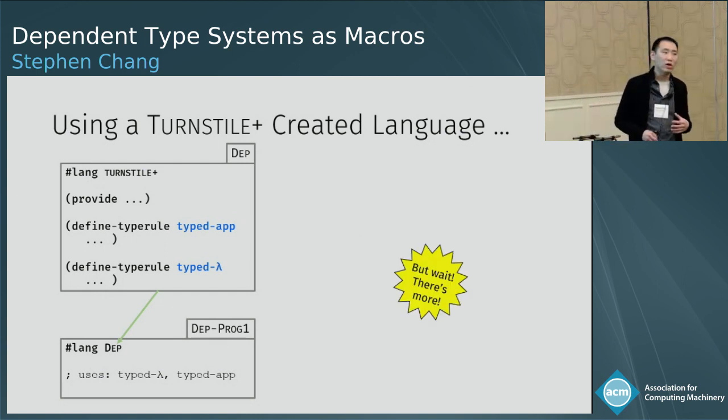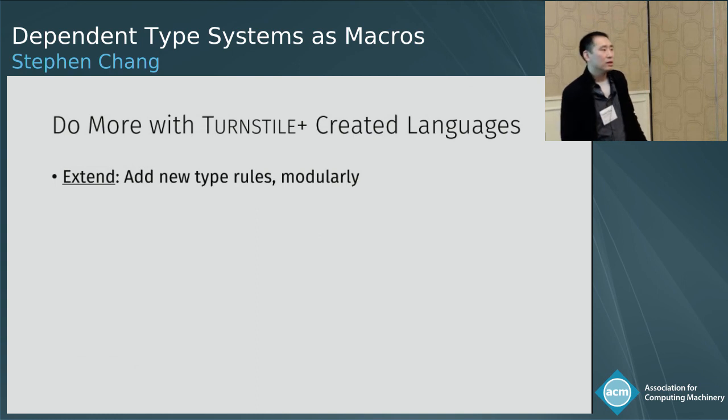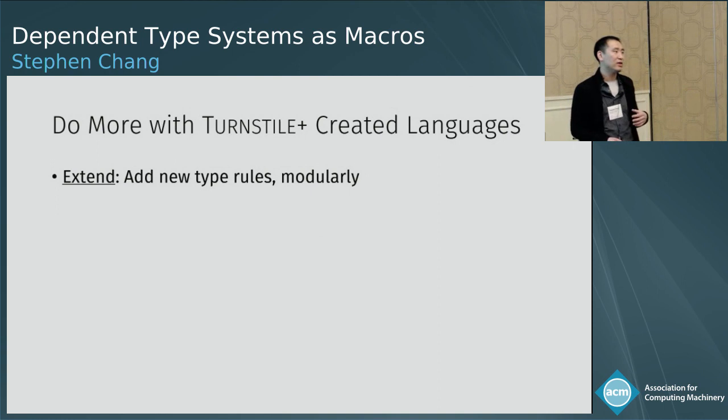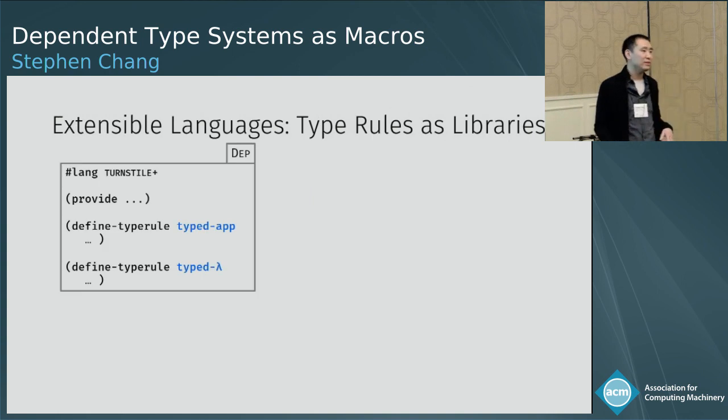But that's only one of the things you can do with languages that you create with Turnstile Plus. So what else can you do? Well, languages created with Turnstile Plus are easily extensible, and in particular, you can extend the type system. Let's look at an example of that.